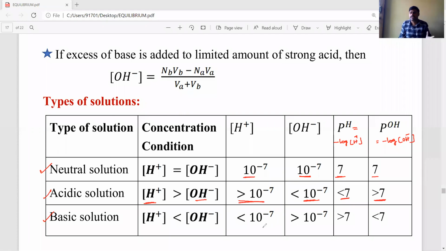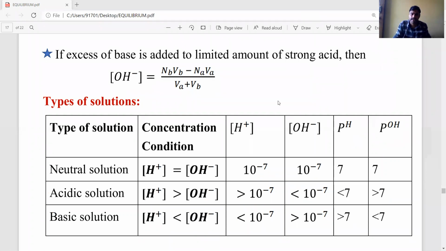Same for bases, in reverse. For bases, the OH- concentration is more. That's why the H+ ion concentration for bases is less than 10 to the power of minus 7, and the OH- concentration is more than 10 to the power of minus 7. The pH value is more than 7. The pH of bases is equal to 14 minus pOH, and the pOH value is less than 7. So this tabular form is also important, as related objective questions have been asked previously.